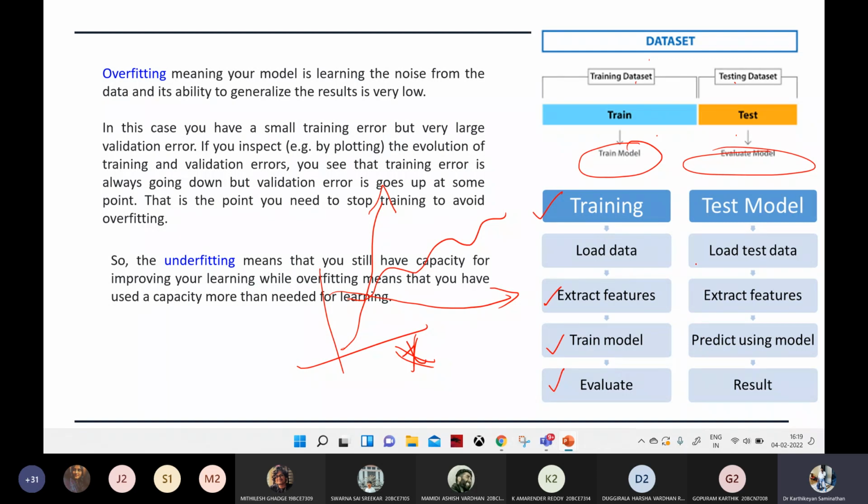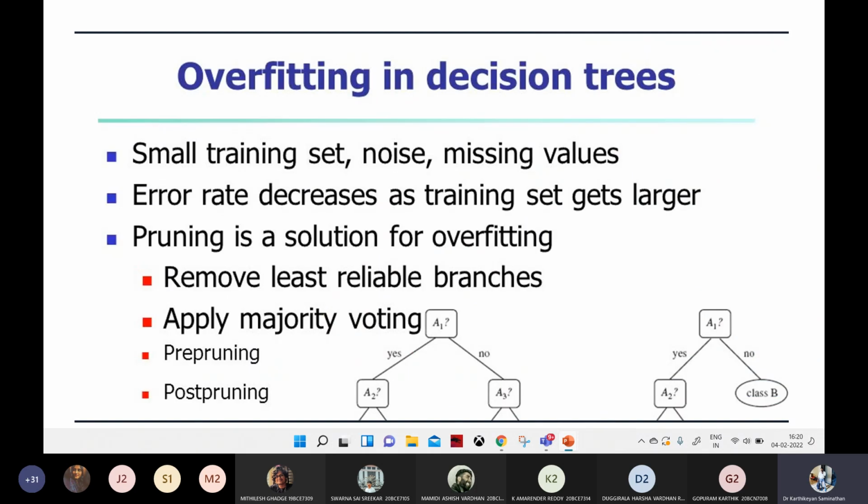When you say testing, we load the test data, meaning a few samples from the possible test cases, then we will extract the features. Here we will predict using the model, then evaluate, which is nothing but the result. So training is before learning, testing is after learning. So this is how your best fit and worst fit.